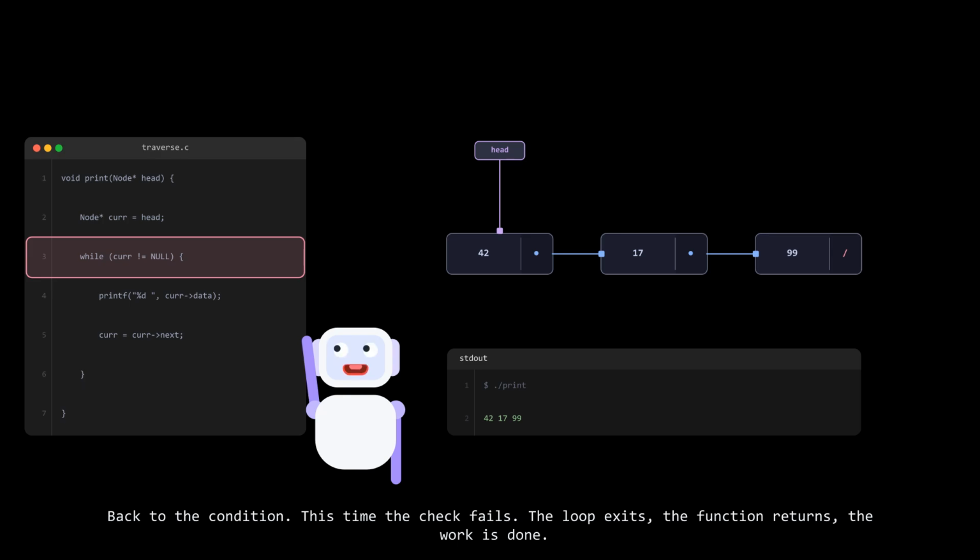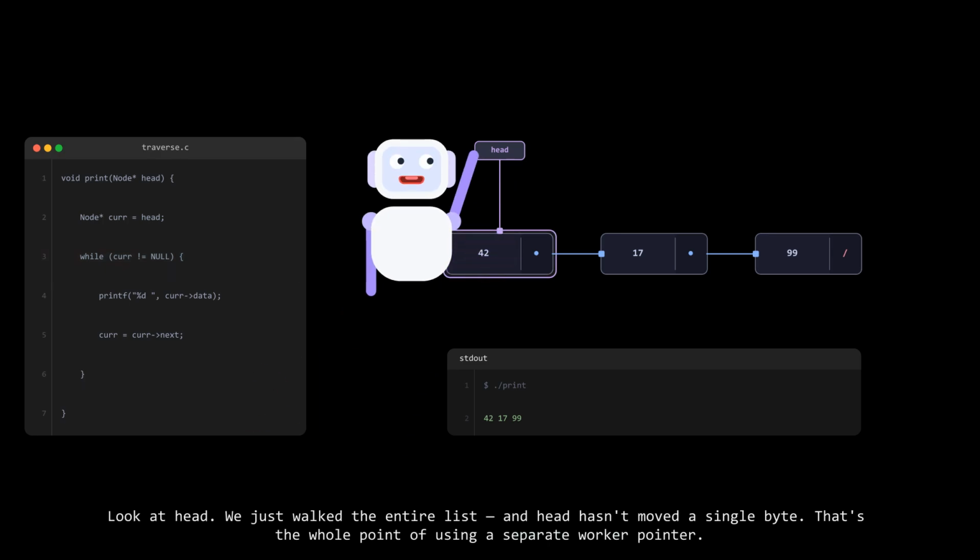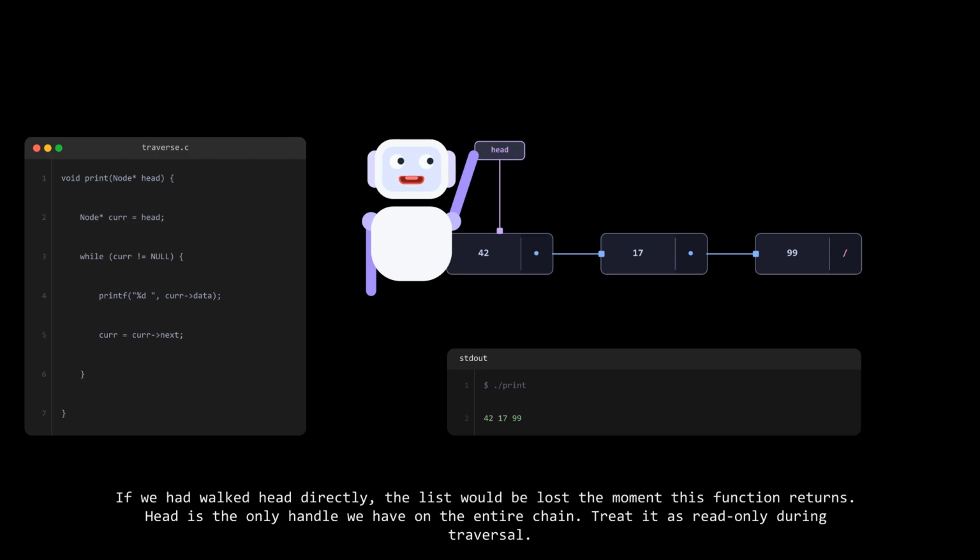The work is done. Look at head. We just walked the entire list, and head has not moved a single byte. That is the whole point of using a separate worker pointer. If we had walked head directly, the list would be lost the moment this function returns. Head is the only handle we have on the entire chain. Treat it as read-only during traversal.